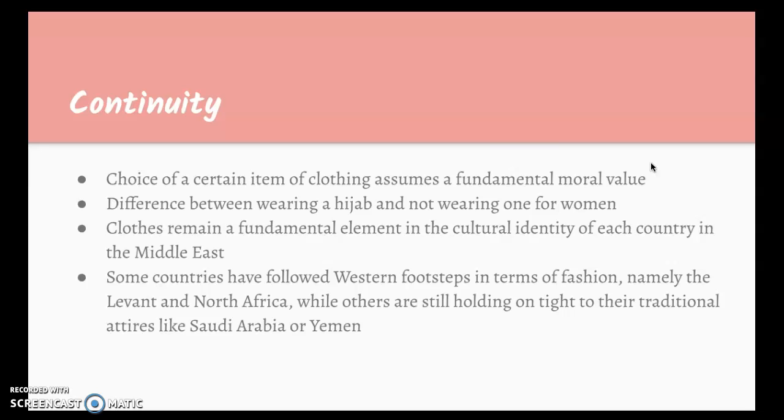However, as we saw with the different types of areas in MENA countries, there is this sort of diversity that comes with their unique ways of dress for each of the countries as well.